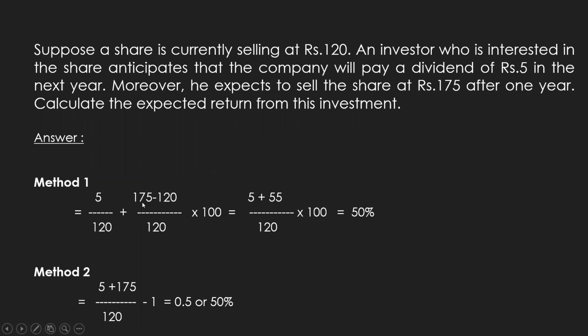P1 is the end of the year price, that is if you are going to sell your security, the selling price which is currently available in the market is rupees 175. So P1 is 175 minus P0, which is the initial price, 120, divided by 120, which is your initial investment, into 100 will give you the answer. You could also write this as 5 plus (175 minus 120, which is 55). So 5 plus 55 divided by 120 into 100 will give you 50%. So if you're investing in this particular security, you could probably get a 50% return from that investment.